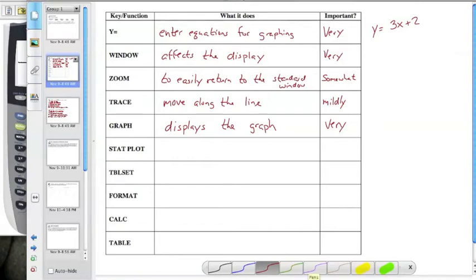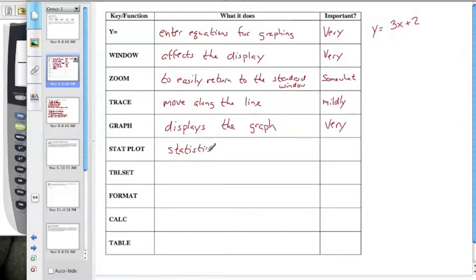Stat plot is for statistics. We will not use it. So for our purposes, it is not important. Table set just means the settings for the t-chart, and I would classify this as somewhat important.